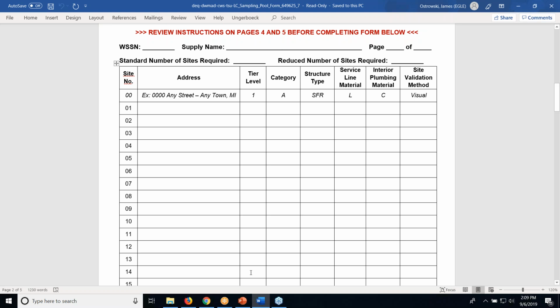For this plan, you're going to list all of your sample sites, including the tier, the category, the structure type as in single family, multifamily, or other building, the service line material, the interior building plumbing, and any validation methods you have, as far as visual or records, that this site has these plumbing materials and is an appropriate site for your compliance sampling.